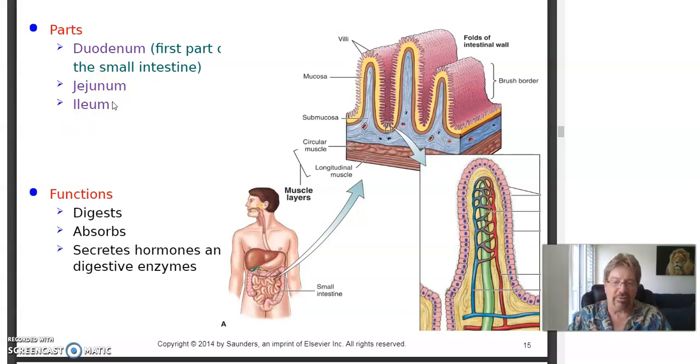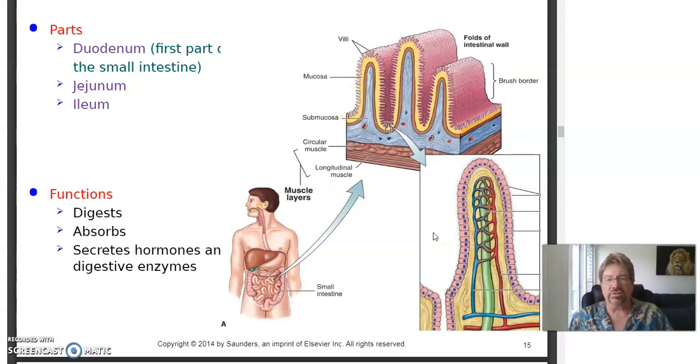articulates. That's not the right word. Anastomoses, perhaps, with the colon. Function: digests, absorbs, secretes hormones, and digestive enzymes. It has all these little villi, guys, and this is called a brush border. Greatly increases the surface area.